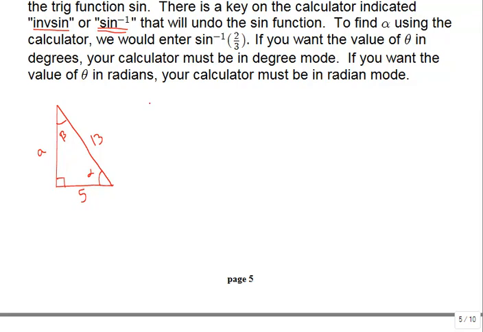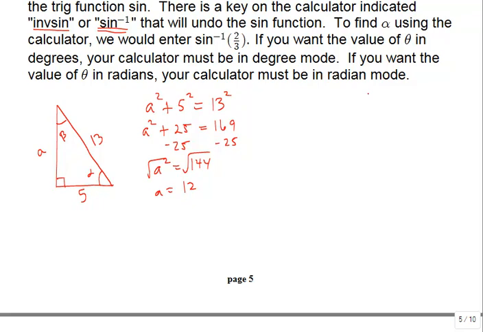So according to the Pythagorean theorem, a squared plus 5 squared would have to equal the hypotenuse squared. So if we solve this, we're going to get a squared plus 25 equals 169. If I subtract 25 from both sides, we get 144, and if I take the square root of both sides, that's going to give me positive 12. So we know that the missing third side must be 12. Okay? So now we know all three sides.